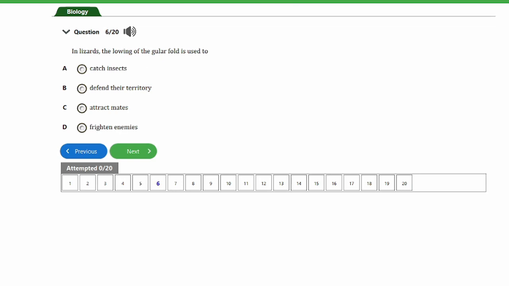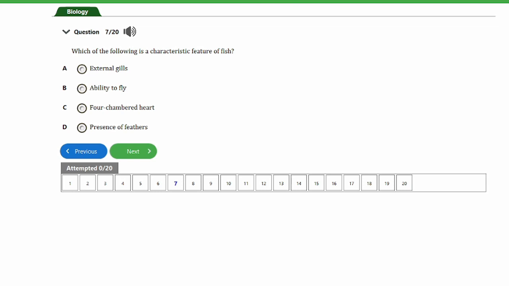Question number 6. It says, in lizards, the lowering of the gular folds is used to A. Catch insects, B. Defend their territory, C. Attract mates, D. Frighten enemies. So guys, again, we've answered this question as question number 5, and we are seeing the same question here as question number 6. And already we know the answer to this question, and that's attract mates. So let's quickly go ahead and look at question number 7.